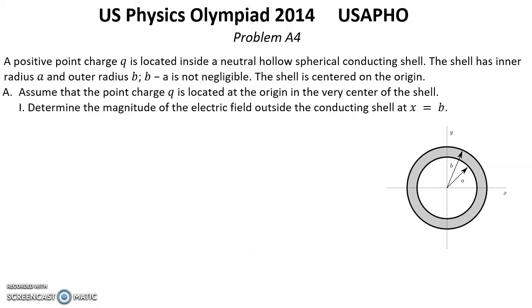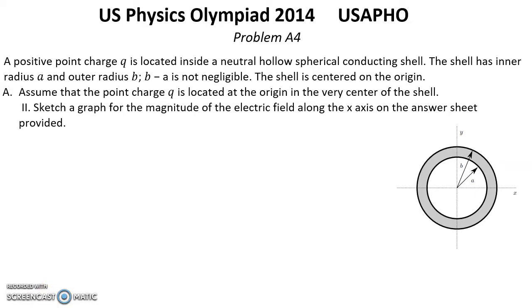Solution. Here we can use Gauss's law, and according to Gauss's law and due to symmetry, if we have charge Q inside a spherical region, the outside electric field will be this expression as a function of r. It means that at distance b, just outside the shell, the electric field will be this one, 1 over 4 pi epsilon 0 times Q over b squared. That's the answer for question 1.